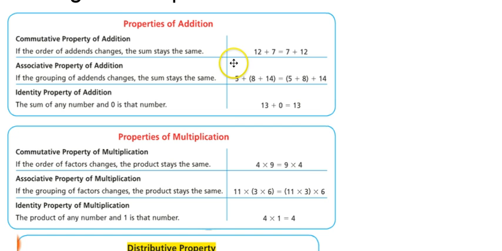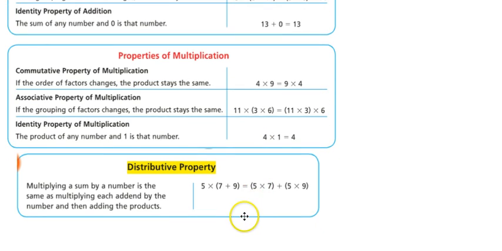Commutative properties of addition and multiplication simply state that we can change the numbers around and add or multiply them in any order to get the same answer. The associative property of addition and multiplication says that we use parentheses to group numbers, and we can use those groupings and arrange them in any order to get the same answer, whether we are multiplying or adding. And the identity property of addition and multiplication tells us that if we add 0 to a number, we're going to get that number, and if we multiply a number by 1, we're going to get that number.